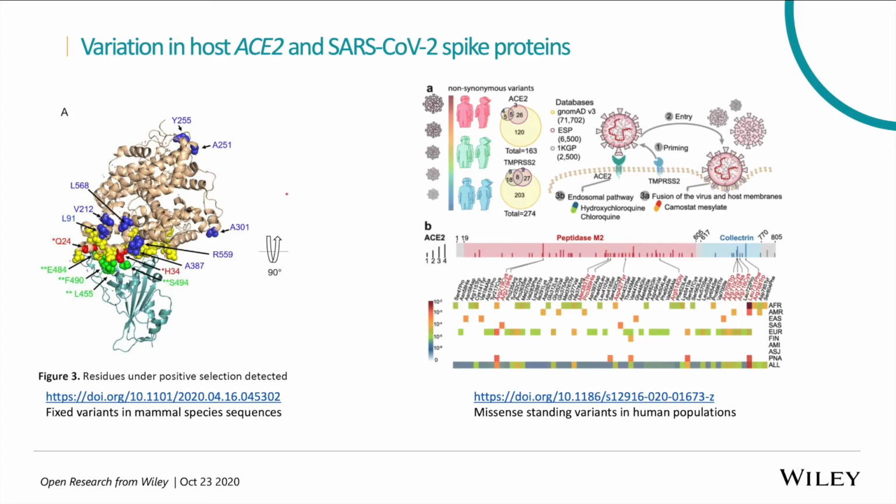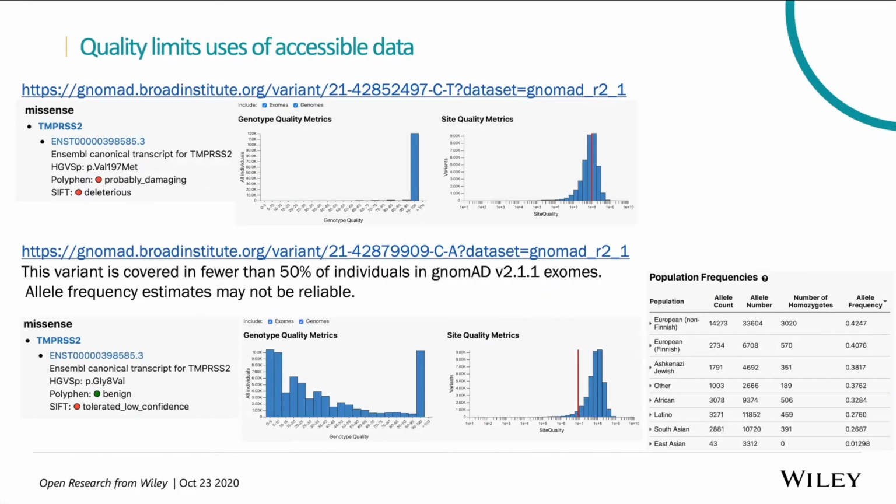It's possible to look at the standing missense variants present in the human population. Here they're evaluated for whether they damage the ACE2 protein or not. And underneath are the allele frequencies in various human populations. It's all very well to have a semantically correct and data-based set of data representing human genetic variation, but I think quality measures are key to its reuse.